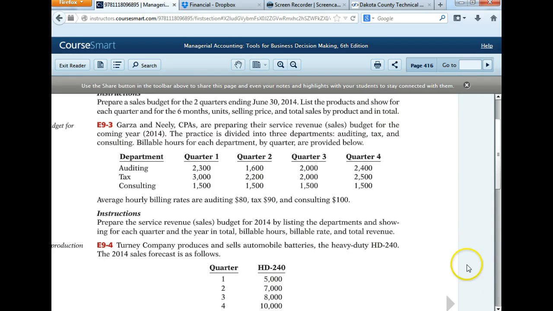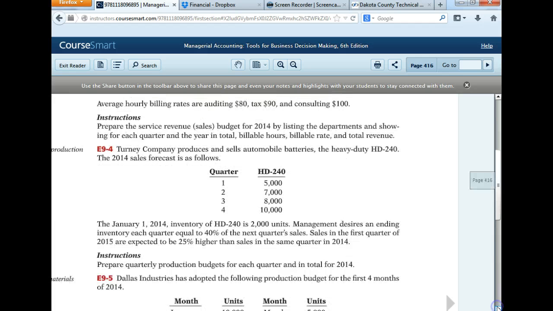Turney Company produces and sells automobile batteries. The heavy duty HD240. The 2014 sales forecast shows quarter one, 5,000, quarter two, 7,000, quarter three, 8,000, and the fourth quarter, 10,000. The January 1st, 2014 inventory of HD240 is 2,000 units. Management desires an ending inventory each quarter equal to 40% of the next quarter sales. Sales in the first quarter of 2015 are expected to be 25% higher than sales in the same quarter 2014. So we need to prepare a quarterly production budget.